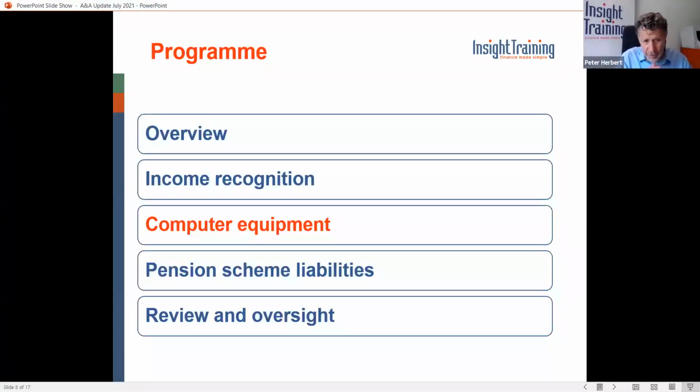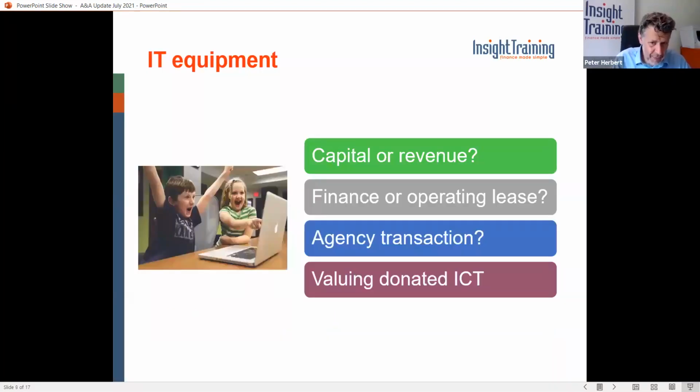Okay, let's move on to computer equipment. And the issue again here, as with the previous example in the last section, is all around some of the COVID implications. What we're looking at here is where maybe schools have received IT equipment, to dole out to students, to enable them to work at home during lockdown. What would the accounting look like?